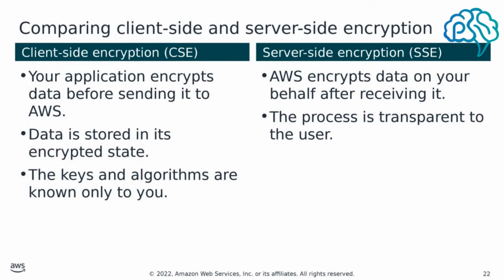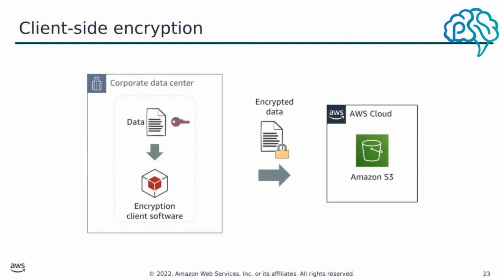With server side, or SSE, the data is encrypted at its destination by the application or the service that receives it. AWS will support both of these. And most of the AWS services that store or manage customer data offer an SSE, which is, again, server-side encryption, or they perform SSE on the data just by default. So let's talk next here about client-side encryption.